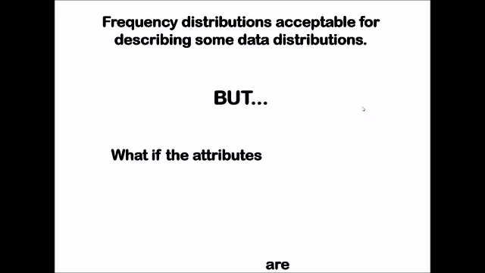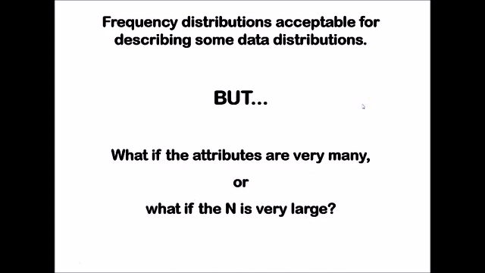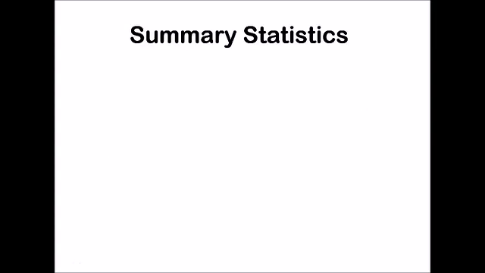They are quite acceptable for describing some data distributions. However, what if we have many attributes for our variable? Or what if the sample size is very large? Frequency distribution would be really quite difficult under either of those conditions to enable us to make sense of the data. And so what we do is we turn to descriptive statistics or summary statistics.